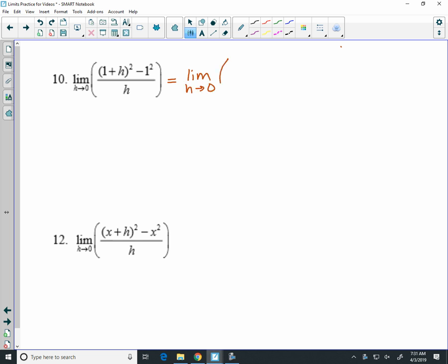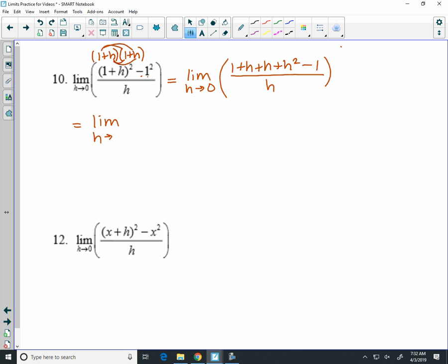Since I have those equal signs, I'm going to keep the limit notation going until I plug in that 0. The first thing I need to do is 1 plus h squared. Remember, it is 1 plus h times itself. So I need to FOIL that. So that's 1 plus h plus h plus h squared. And then here minus 1 squared, so minus 1 all over h. So I expanded that squared carefully.